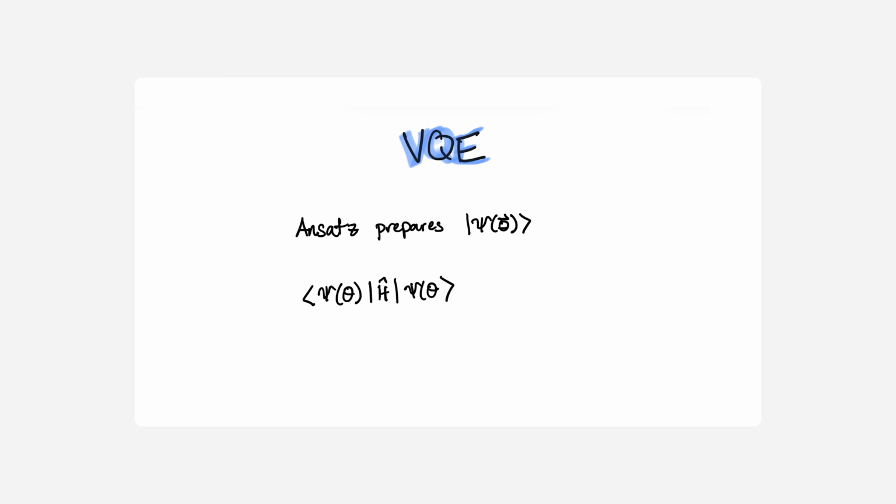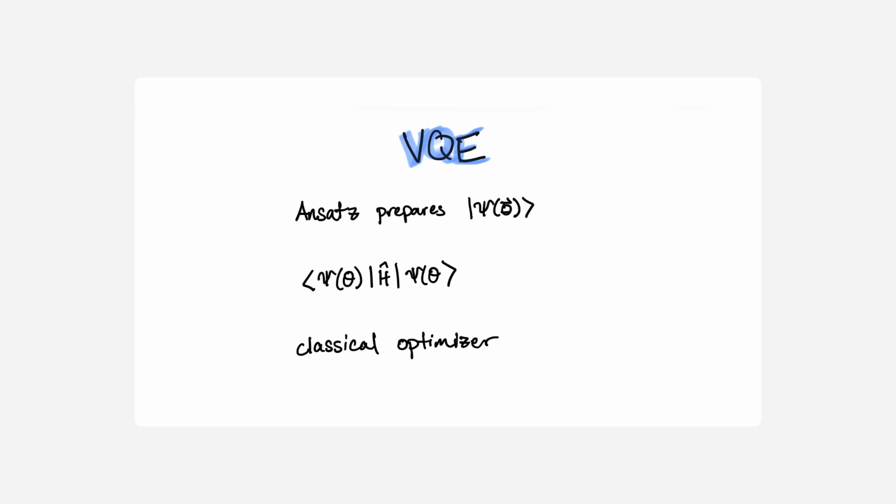And then that value is handed off to a classical optimizer, which determines how to update theta to lower the energy further. Putting it all together, the full VQE loop looks like this. First, we prepare a trial state with the ansatz, measure its energy on the quantum computer, pass that energy to the classical optimizer, update the parameters, and repeat. Now we're ready to run VQE on a quantum computer.